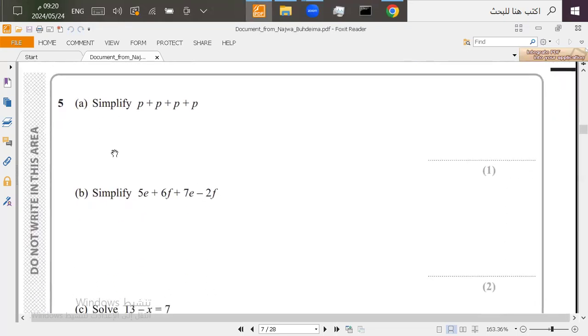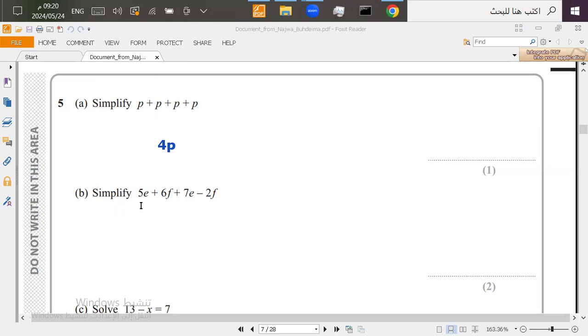Question 5, simplify. So P plus P plus P plus P. If we are multiplying the same base numbers, we're going to add the powers. But here we are adding the base numbers. It means we're going to add the coefficients only. P means there's a 1 before it, so each one of them has 1 before it. So when you add them, you're going to have 4, and the variable is P. So the answer is 4P.